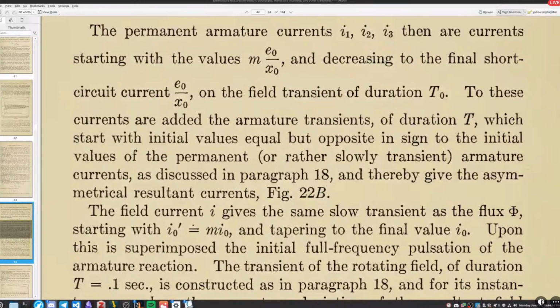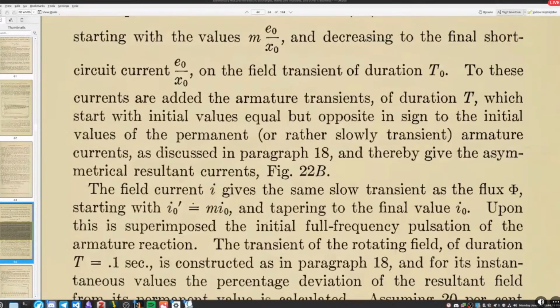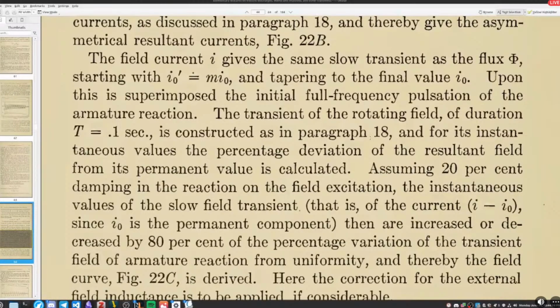The field current I gives the same slow transient as the flux phi, starting with I0 prime equals m i0 and tapering to the final value I0. Upon this is superimposed the initial full frequency pulsation of the armature reaction. The transient of the rotating field of duration t equals 0.1 seconds is constructed as in paragraph 18, and for its instantaneous values, the percentage deviation of the resultant field from its permanent value is calculated.